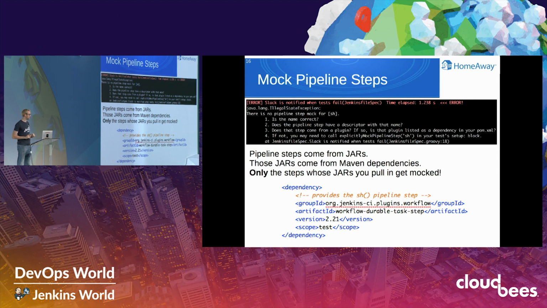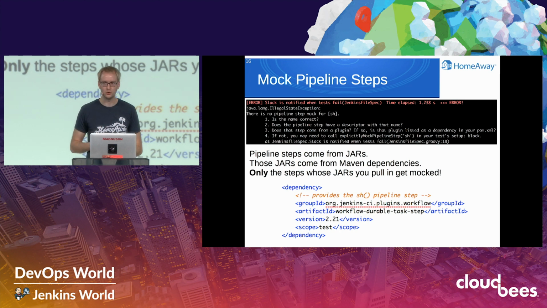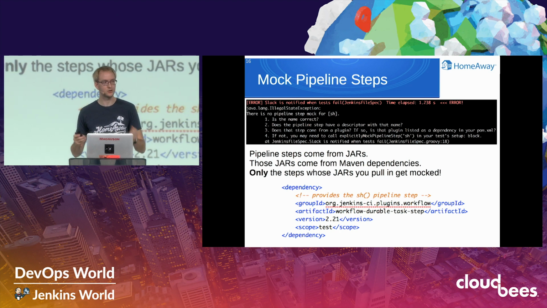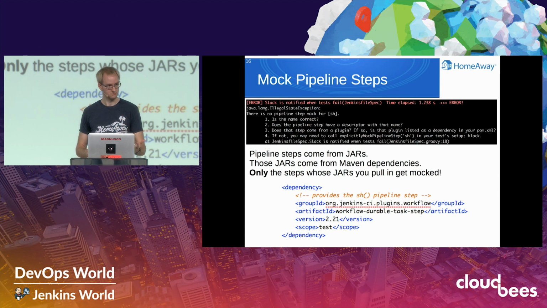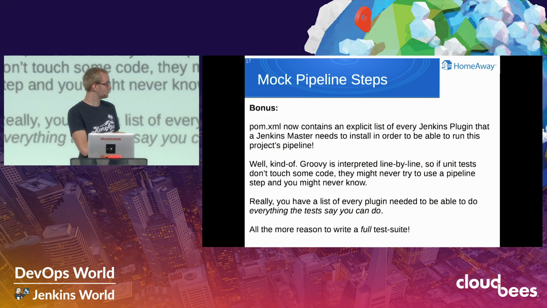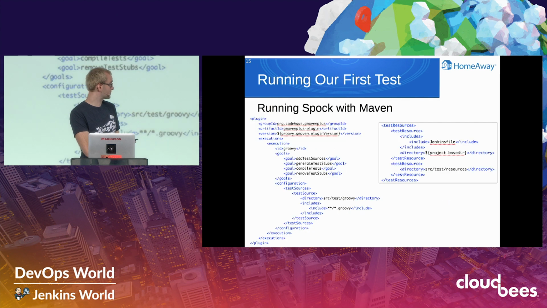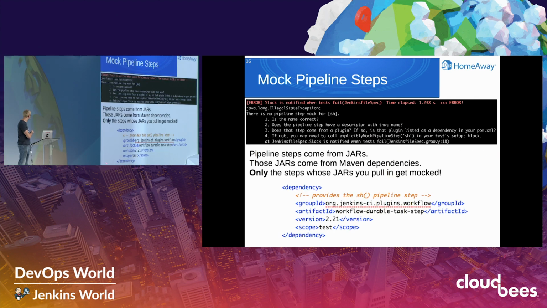What is that set of things that exist? How can anybody know that? It's not possible. You might, in your company, have an internal step that exists nowhere else in the world. This library couldn't possibly come with knowledge of that. So it's got to learn about the steps that exist somewhere. What steps exist? Well, all pipeline steps come from jars. Those jars are all from Maven dependencies, so only the pipeline steps whose jars are dependencies will actually end up getting mocked.